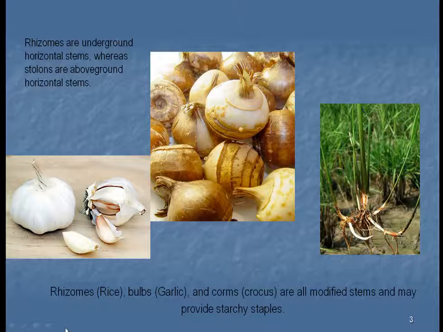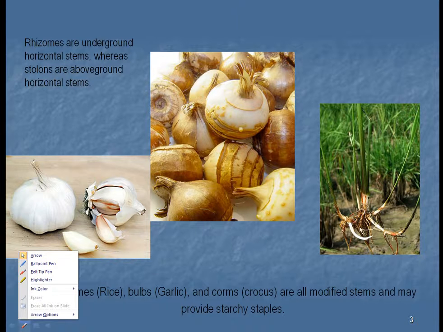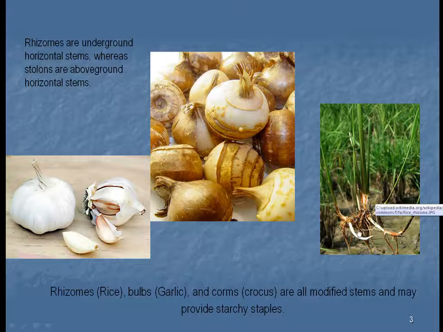Common ways that plants store starch are with things called rhizomes, bulbs, and corms. Here's some pictures of them. This is rice over here, and this picture over here. You can see here that there's these little projections coming out. These are called rhizomes. They're just beneath the ground, and besides storing food, they allow the plant to expand itself and grow into other areas.